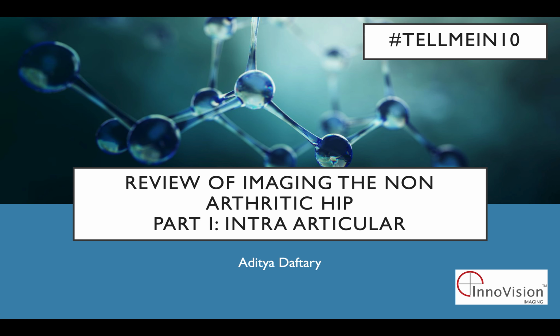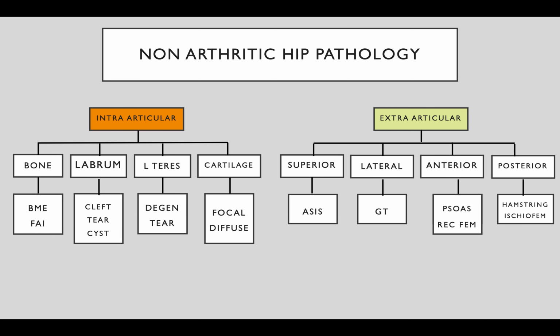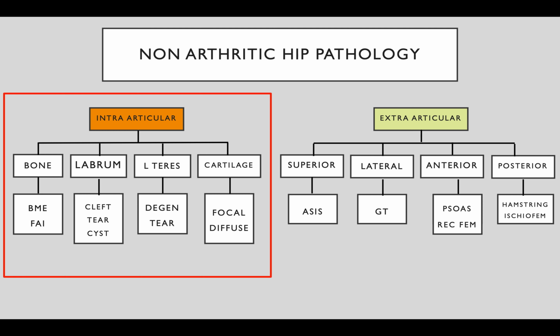Today we're going to review the imaging of the non-arthritic hip. This will be an MRI based talk, and we will talk primarily about the intra-articular issues in imaging the non-arthritic hip. If we think about non-arthritic hip pathology, we can break it up into two parts, intra-articular and extra-articular. Today we will deal with the intra-articular components, and here we'll talk about the bone, the labrum, the ligamentum teres, and cartilage. So this is what we're going to focus today's talk on.